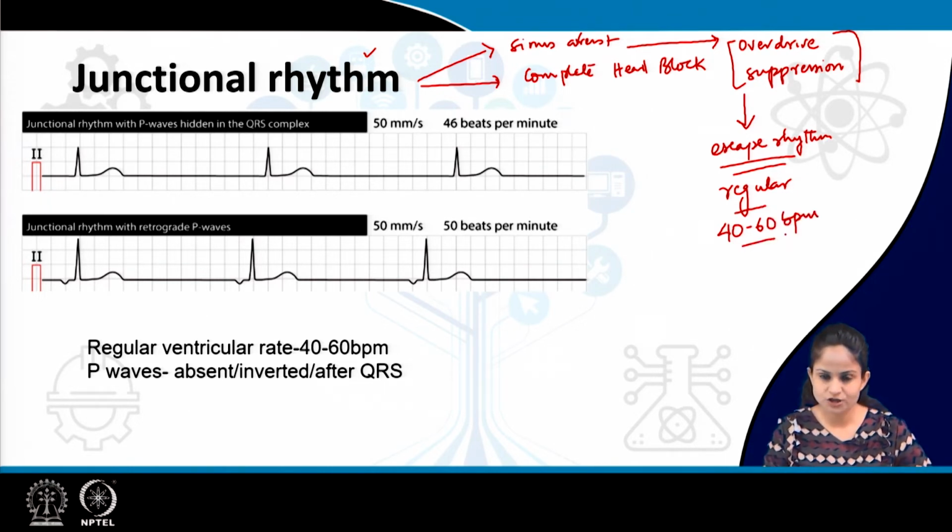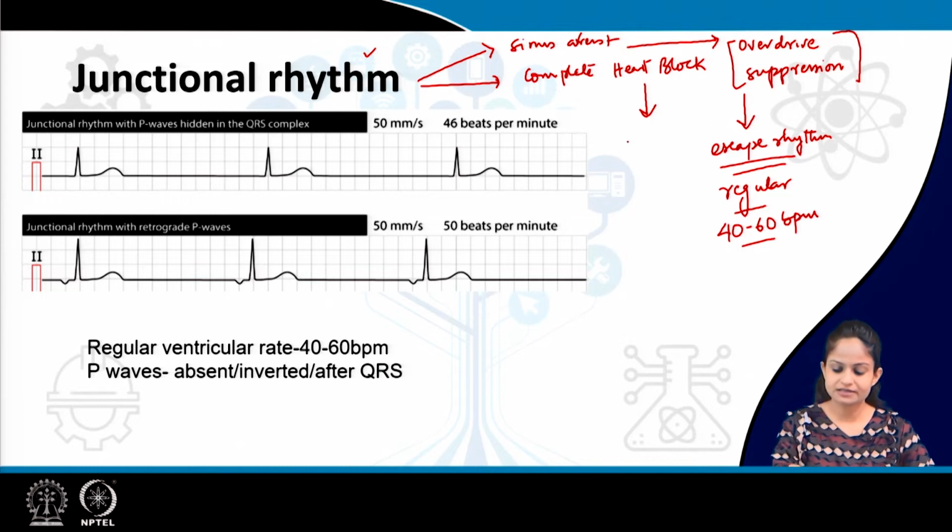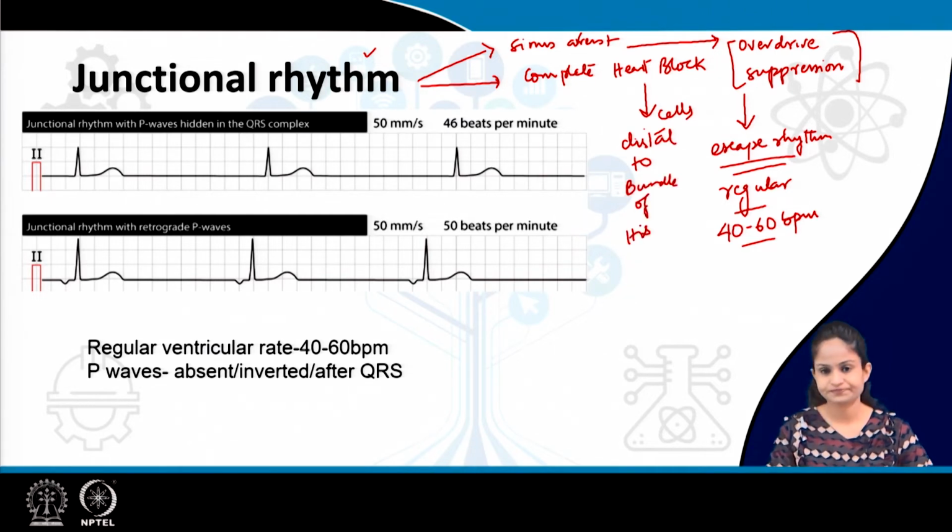Now, the second condition where junctional rhythm occurs is complete heart block. Suppose there is a block anywhere between the AV node and the bundle of His. That means there is no conduction of impulse from the AV node to the bundle of His, and so the cells lying distal to the bundle of His will generate their own rhythm. The ventricular rate will also be called a junctional rhythm or escape rhythm, and that will beat at a rate of around 40 beats per minute.